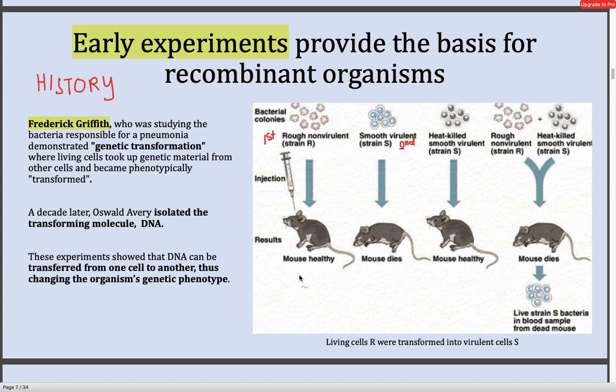Next, they used a different strain, an S strain, which is a virulent strain. If it's a virulent strain and you inject it into the mouse, the mouse would die. So far, everything's pretty clear, right? Okay, cool. What they did next was they heat-killed strain S.